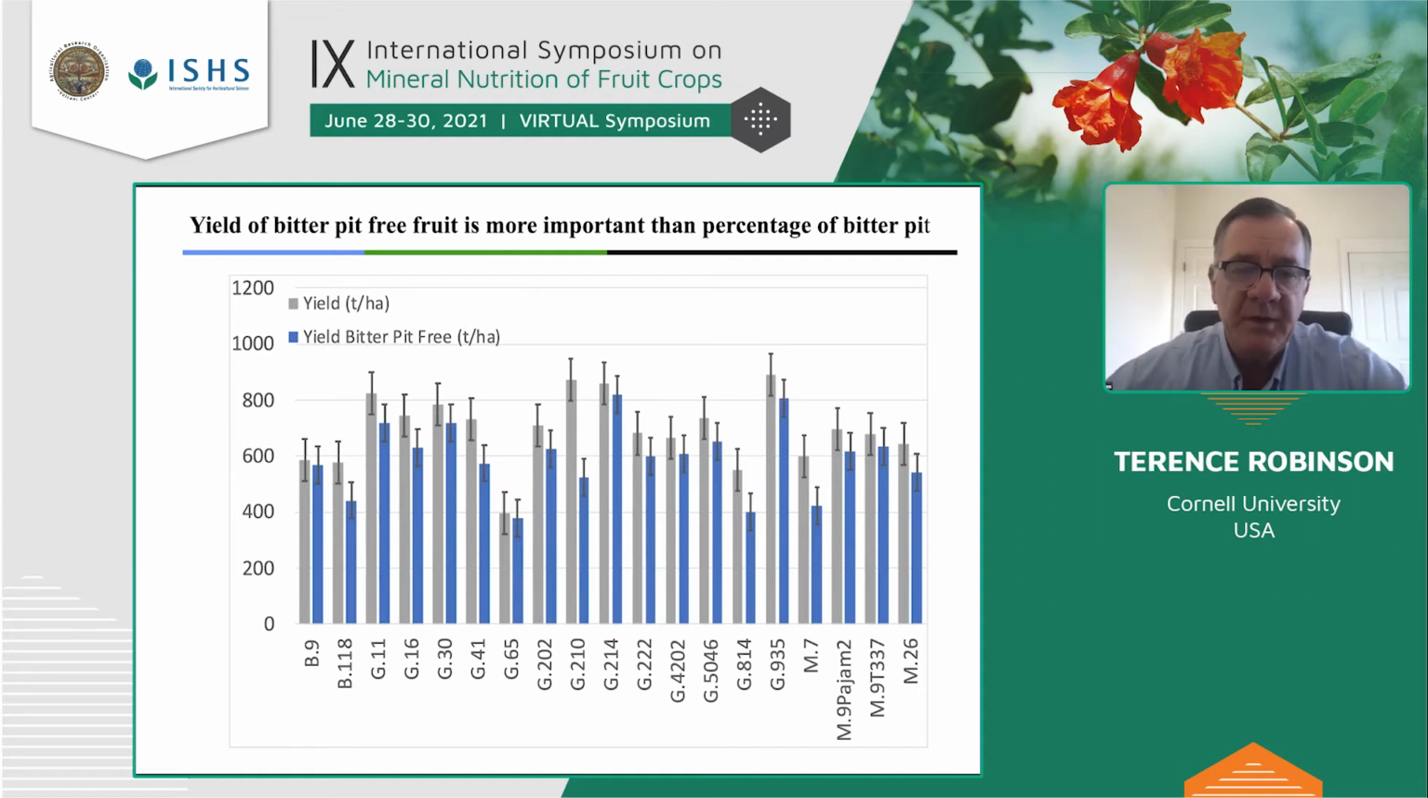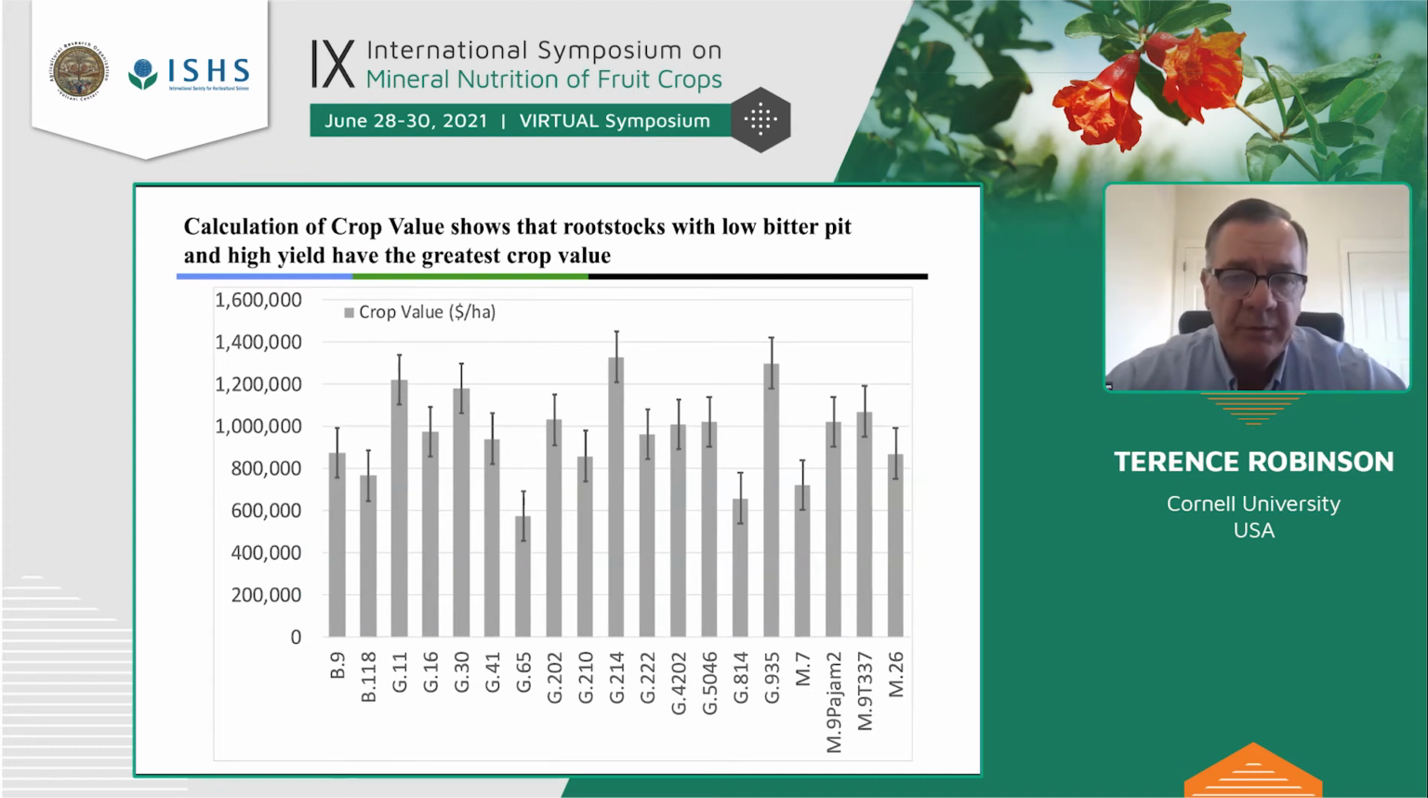When we converted the bitter pit free yield with fruit size data to economic value, we came up with this data of crop value per hectare over 14 years. Now, these numbers are relatively high, and I want to explain it's because the price of Honeycrisp in the United States is relatively high. It's the highest price variety we grow. Many growers plant B9 because they believe, and it's true, it has low bitter pit percentage. But because it has only modest yields, when you convert that to dollars, the cumulative crop value is not as high as with some other rootstocks.